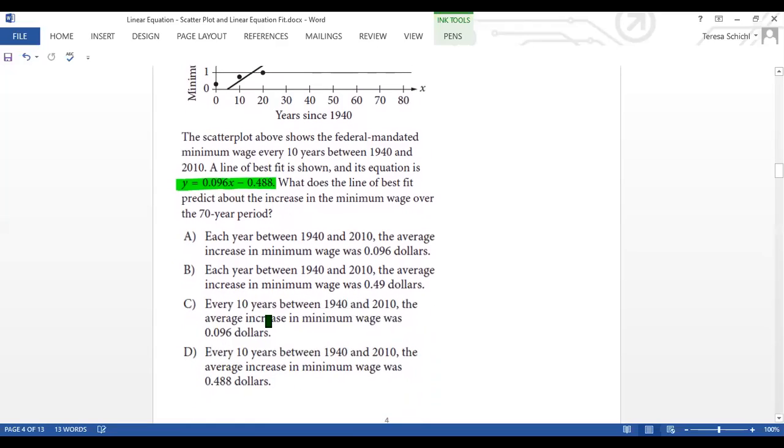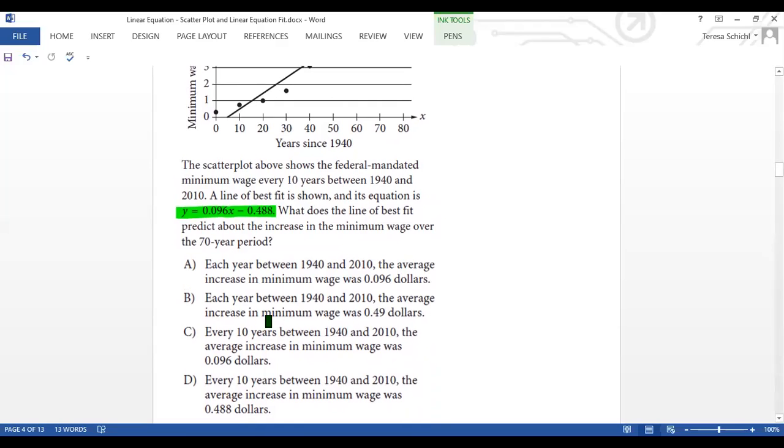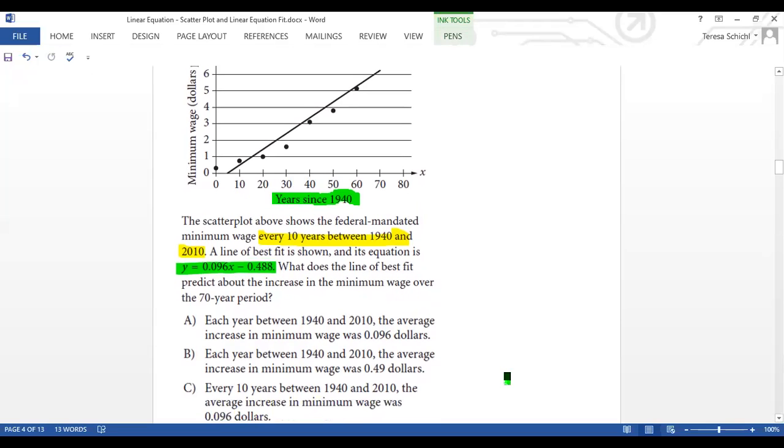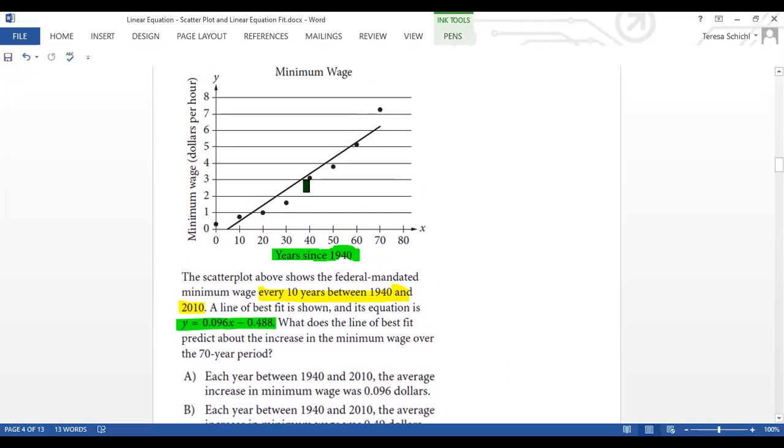A lot of people get confused here. Let's see what is the meaning of that. This is my given line. People will say, well, it's every 10 years, right? So what does that mean? Here is the confusing part. This is for every 10 years between 1940 and 2010, and the x-axis here is the years since 1940. So this is the linear regression, y is equal to 0.096x minus 0.488, right?